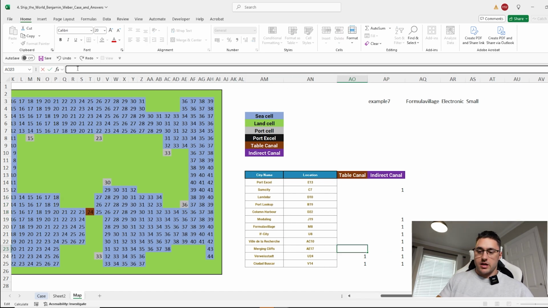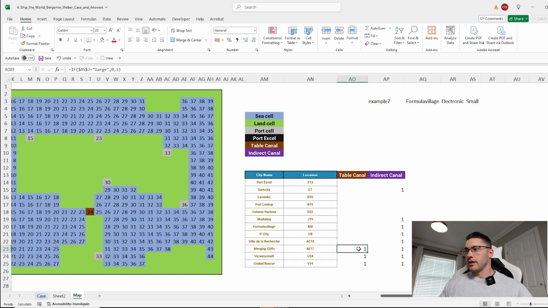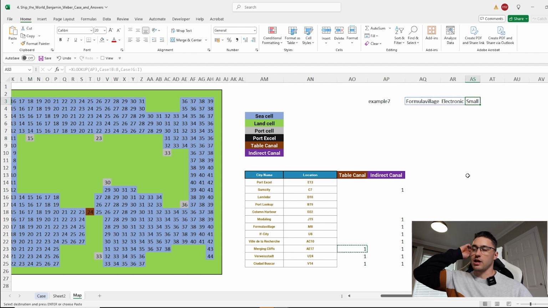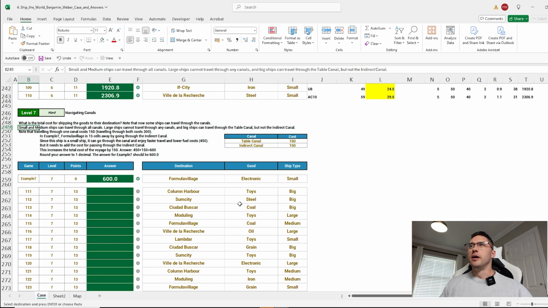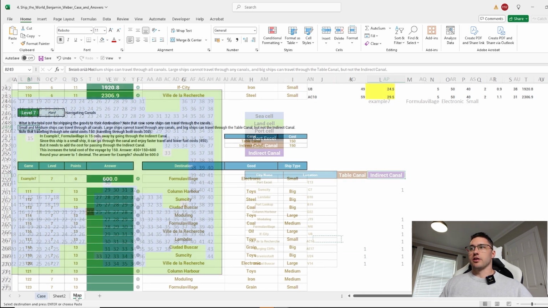So let's say equals if the ship equals large, then 0, otherwise 1. And we can copy that formula to all of these cells. So again, it's now dynamic, and it will say a 0 when the ship is large. And then big ones cannot go through the indirect, I think it was. Yeah, big ships cannot travel through the indirect.